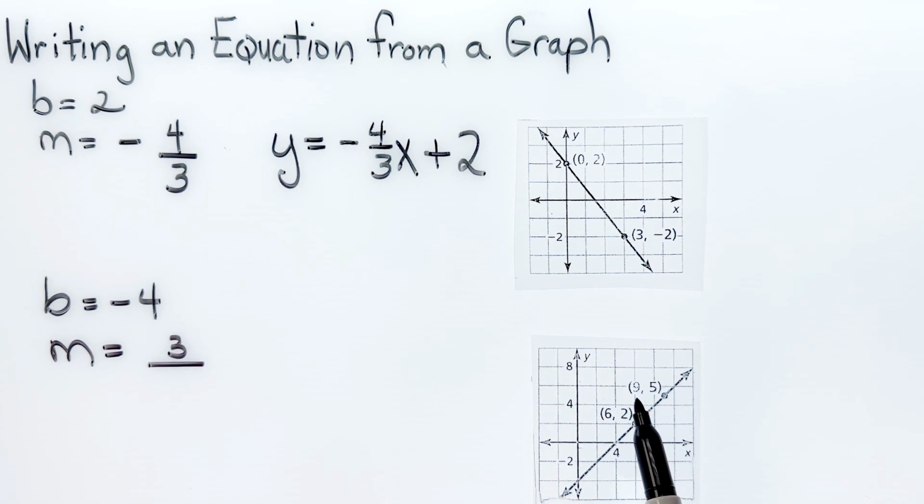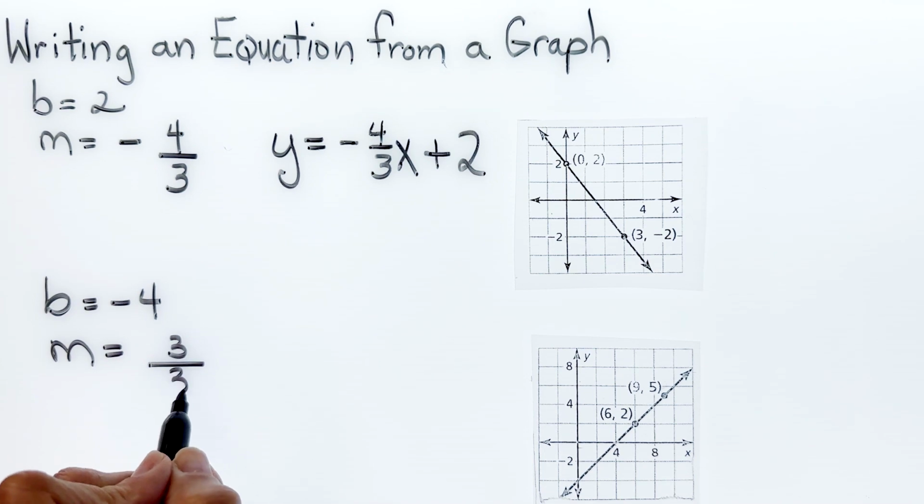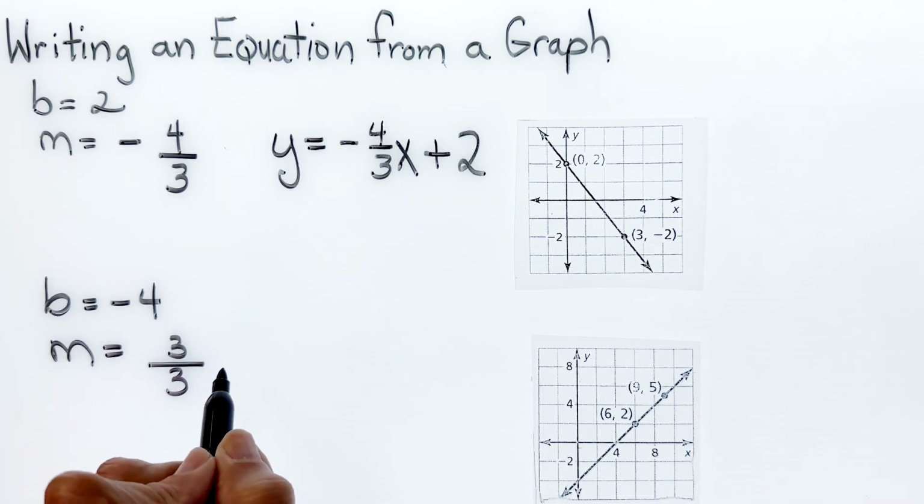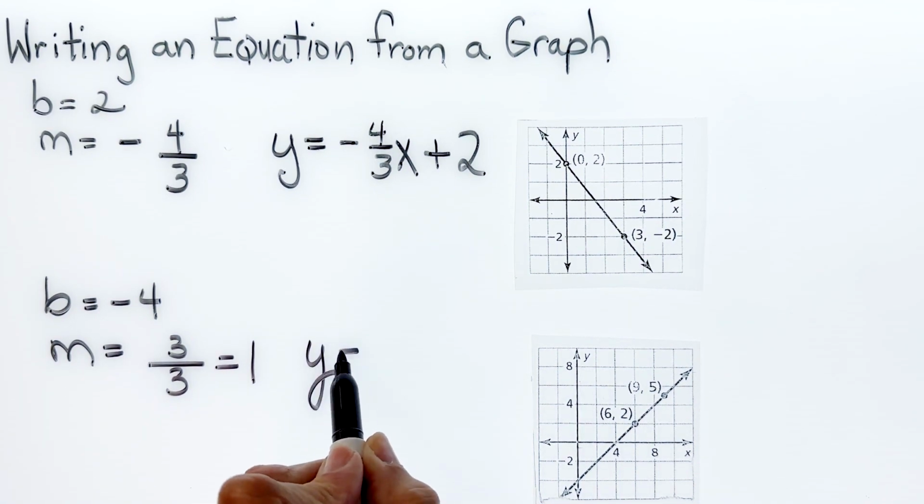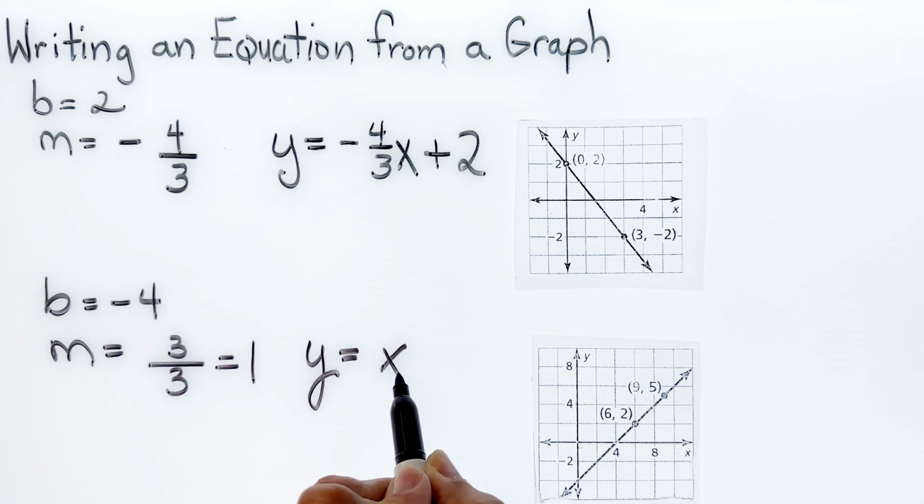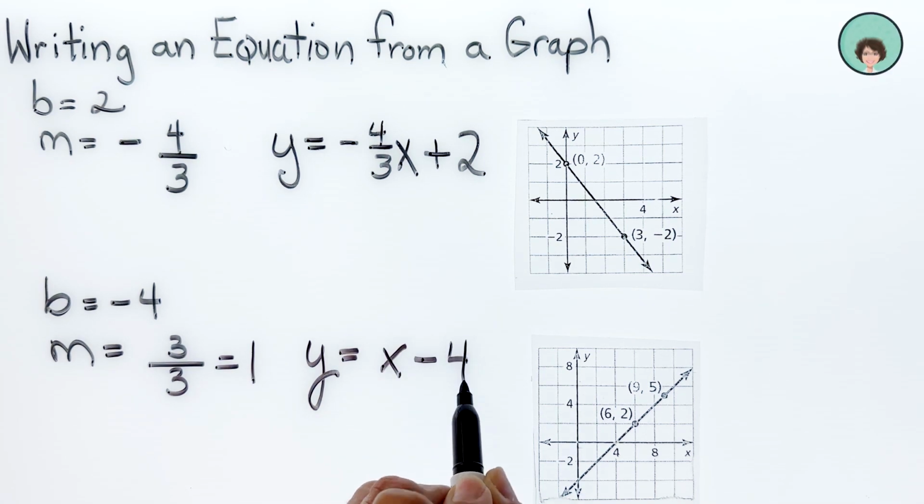And now I'm going over 2, and another one would be 3. So it's a 3/3 slope, which is the same as 1. So the equation for this line would be y is equal to x minus 4.